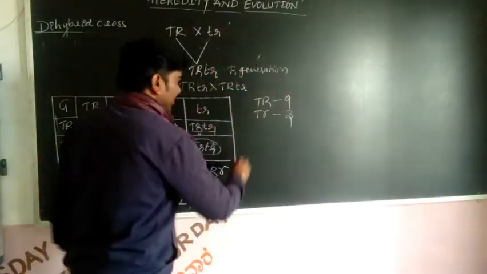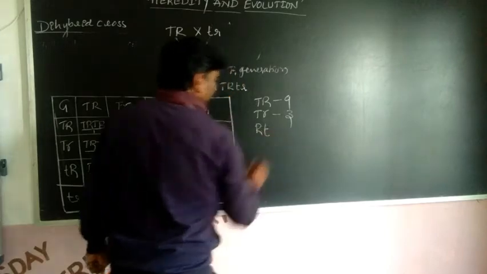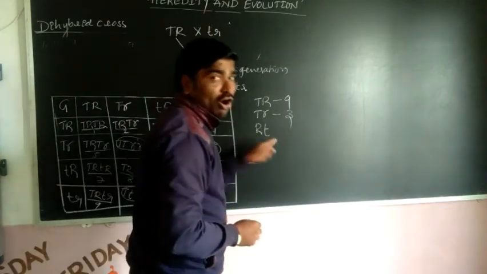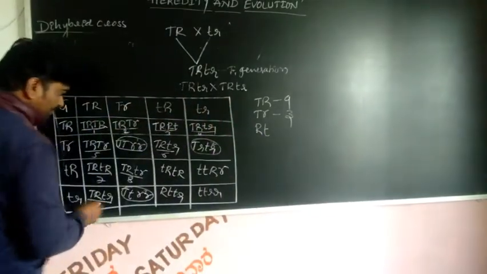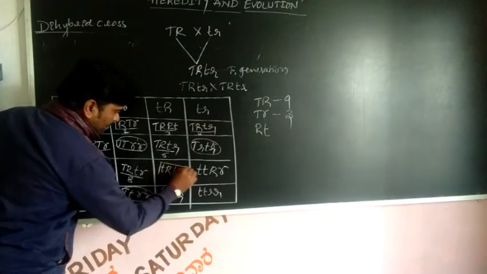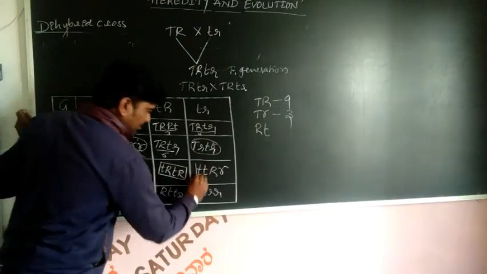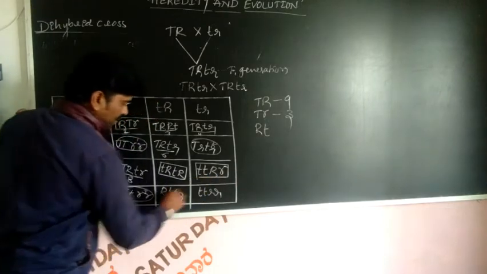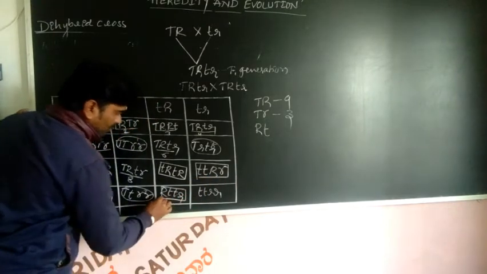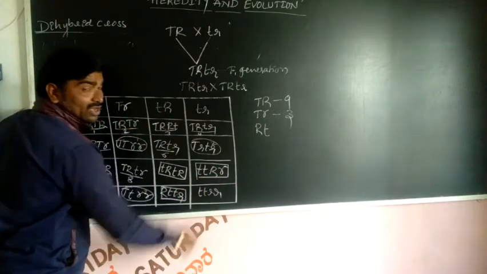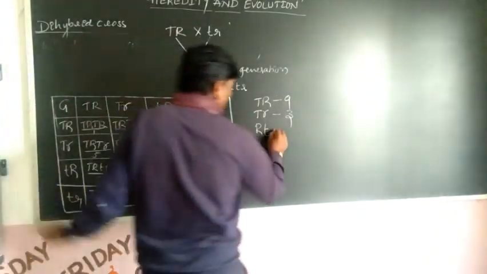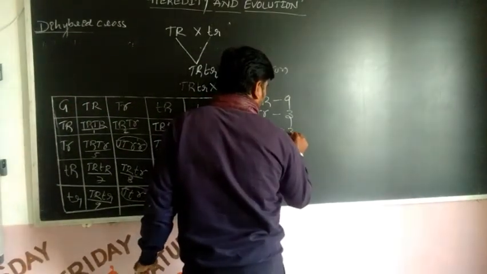Then capital R small t. That is nothing but a red flower with the dwarf plant. Notice here is there, 1. Here also there, 2. Here also there, 3. How much? 3. Here capital R is not there. So red flower with the dwarf plant, 3.